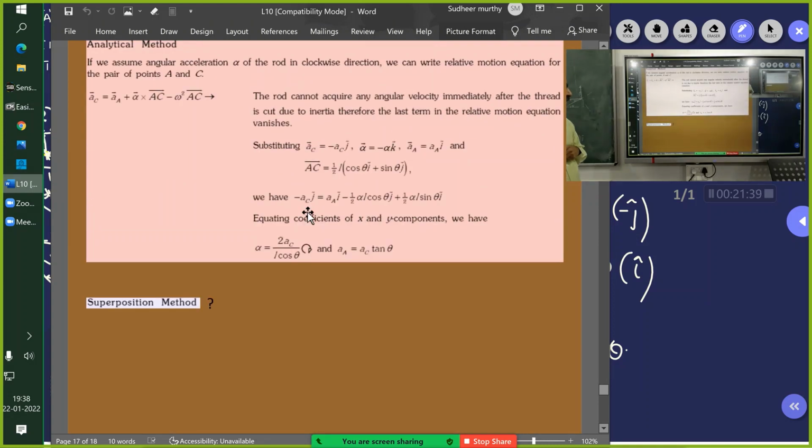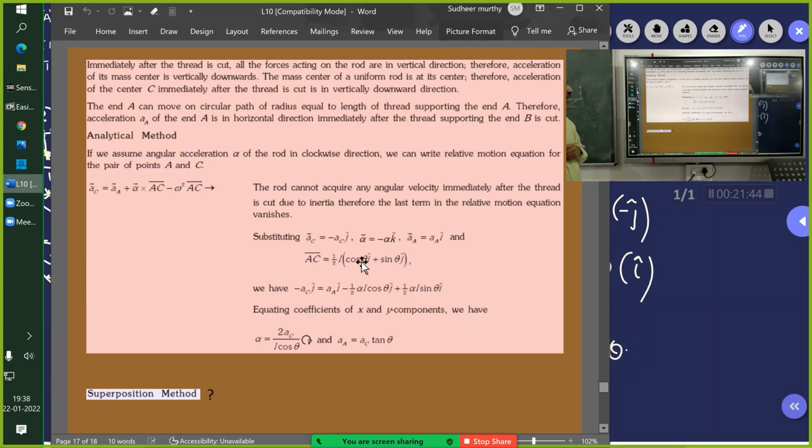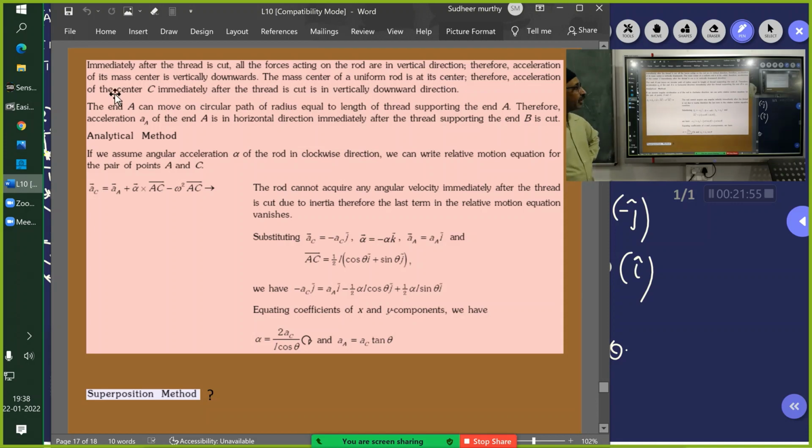Correct. Solution as it is, alpha we got 2ac by L cos theta, correct? And A also we have got. But what is the method that is being used here? Immediately after the thread is cut, all the forces in the rod are in the vertical direction. That is tension T up and this down. Therefore, the acceleration of its mass center is vertically down. The mass center of a uniform rod is at its center, therefore the acceleration of the center immediately after the thread is cut is vertically down.